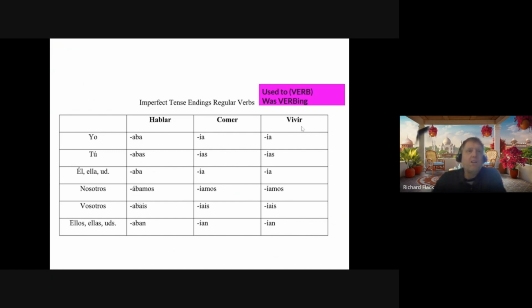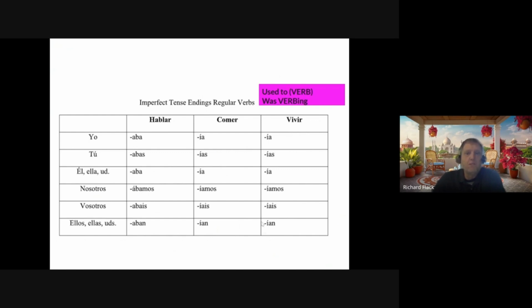For our ER and IR verbs: ía, ías, ía, íamos, íais, ían. They share the same set of conjugations, and these should sound familiar. These were the endings for our conditional tense. Would, could, should. Well, Mr. Flack, how do we know if they're the same endings, whether we're using the conditional tense or the imperfect tense? If you remember, the conditional tense adds the endings to the infinitive. Here, we're cutting off the ER or the IR and adding it to the stem. So that's how we know the difference.